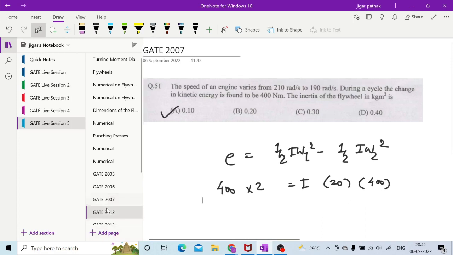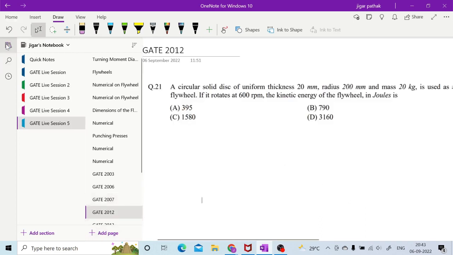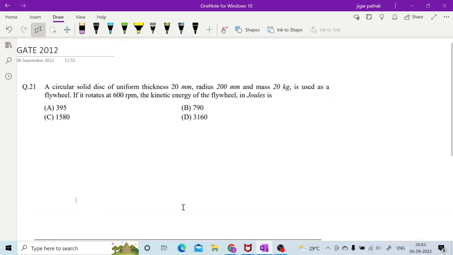Okay. The next one. A circular solid disc of uniform thickness 20 mm, radius 200 mm and mass 20 kg is used as a flywheel. It rotates at 600 rpm. The kinetic energy of the flywheel in joules is. Can you try it by yourself? It is also very simple. All the data is given to you.